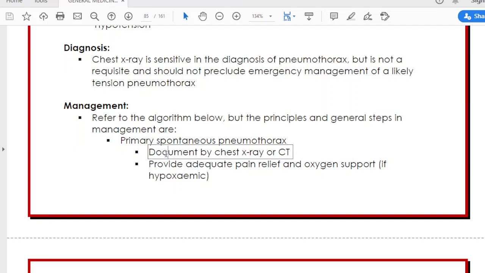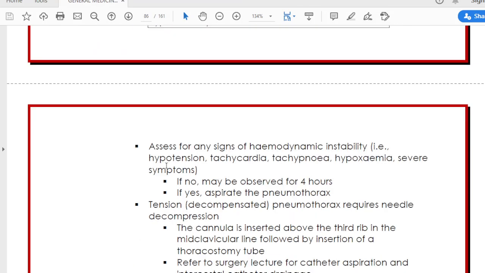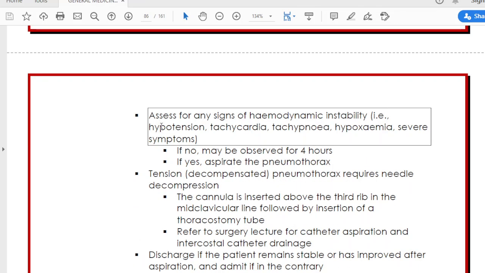Document by chest X-ray or CT. Provide adequate pain relief and oxygen support, if hypoxemic. Assess for any signs of hemodynamic instability, i.e., hypotension, tachycardia, tachypnea, hypoxemia, severe symptoms. If no, may be observed for 4 hours. If yes, aspirate the pneumothorax.